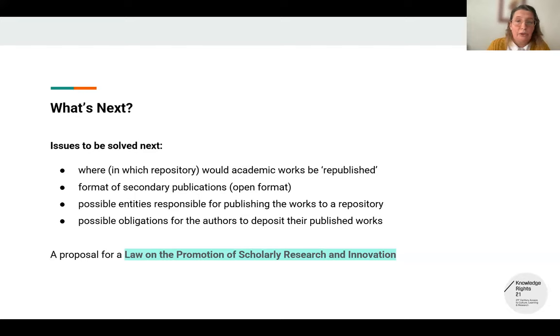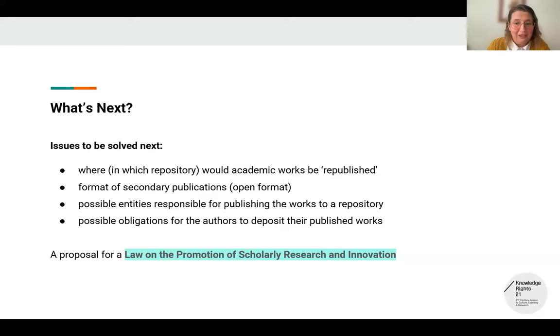I am talking about further considerations regarding the format of secondary publications, which has to be an open format, the possible entities responsible for publishing the works to a repository, requirements for such repository, possible obligations of the authors to deposit or self-archive their published works, monitoring the process, and so on and so forth. And currently, there's a proposal for a law on the promotion of scholarly research and innovation.